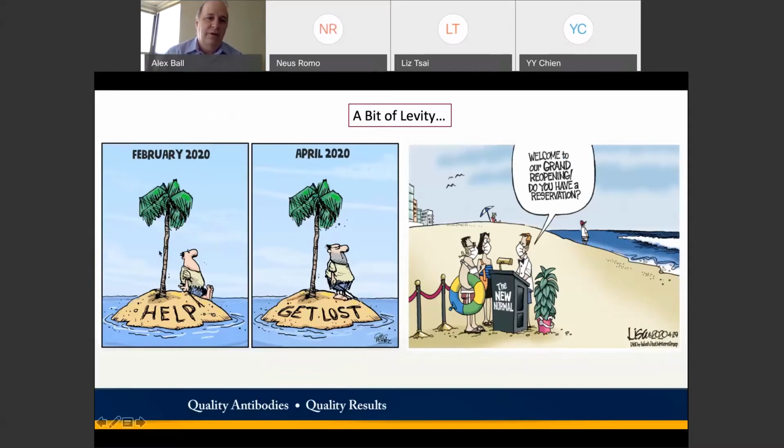So just to start off with a little bit of levity, a little bit of humor. We can see here that somebody who was on a desert island wanted to be picked up in February, not so thrilled about being picked up in April, which reflects the change that our world has gone through. And of course, something that we can certainly relate to on the coasts of the United States is as beaches reopen, it really keeps in perspective how things have been, how this disease and virus has affected everyday life.